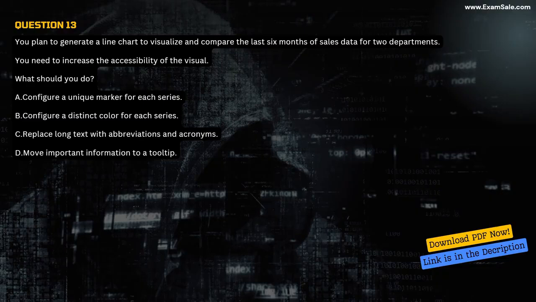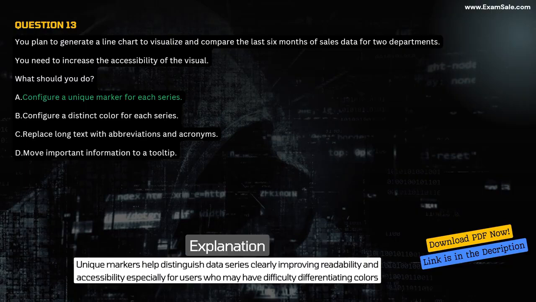A. Configure a unique marker for each series. B. Configure a distinct color for each series. C. Replace long text with abbreviations and acronyms. D. Move important information to a tooltip. Correct answer: A. Unique marker. Explanation.